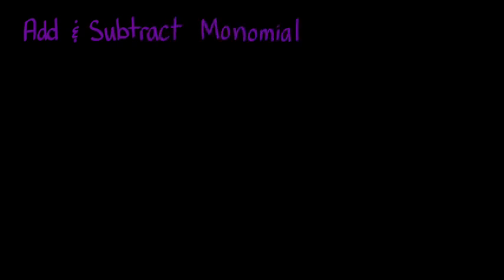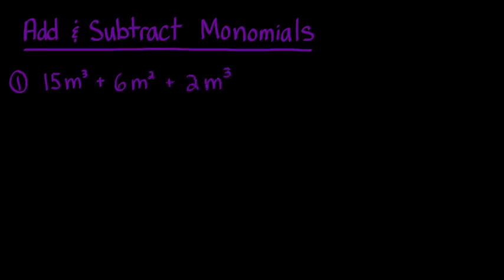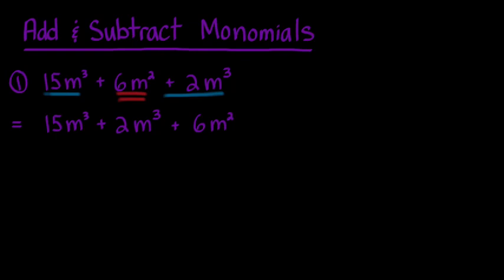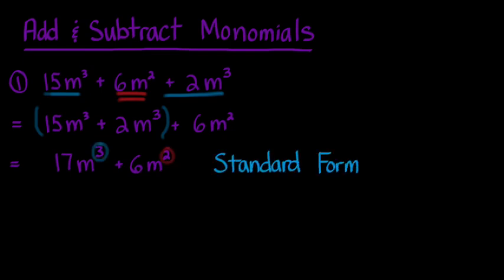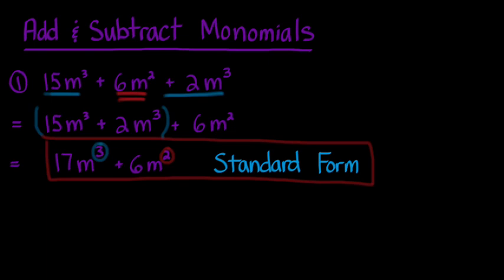So when I'm adding and subtracting monomials, I am combining like terms, right? So they have to have the same last name, right? So here I see that 15m to the third and 2m to the third have the same, or I can combine them to end up with 17m to the third. But 6m squared is totally different. So I combine the like terms. It's the same thing as adding. And of course, I want to put it in standard form with my largest degree first.